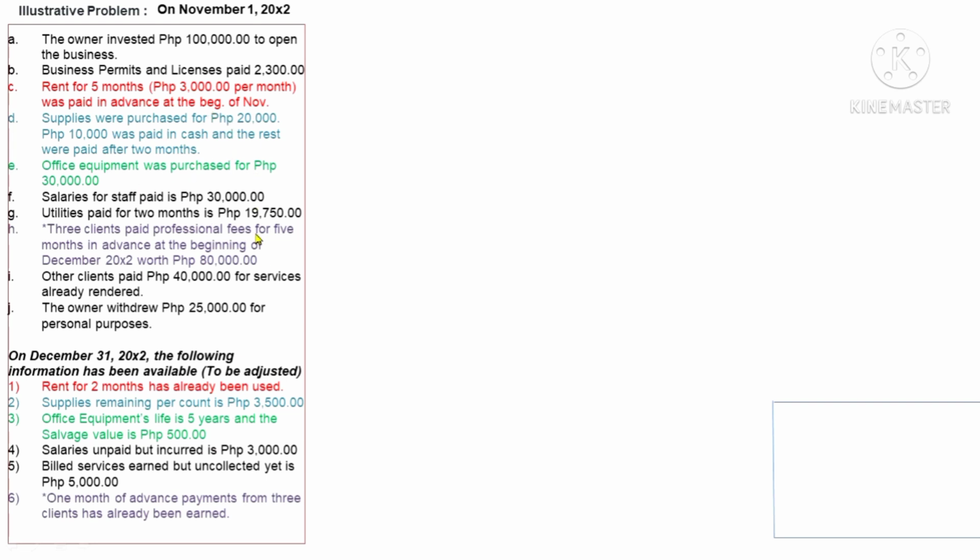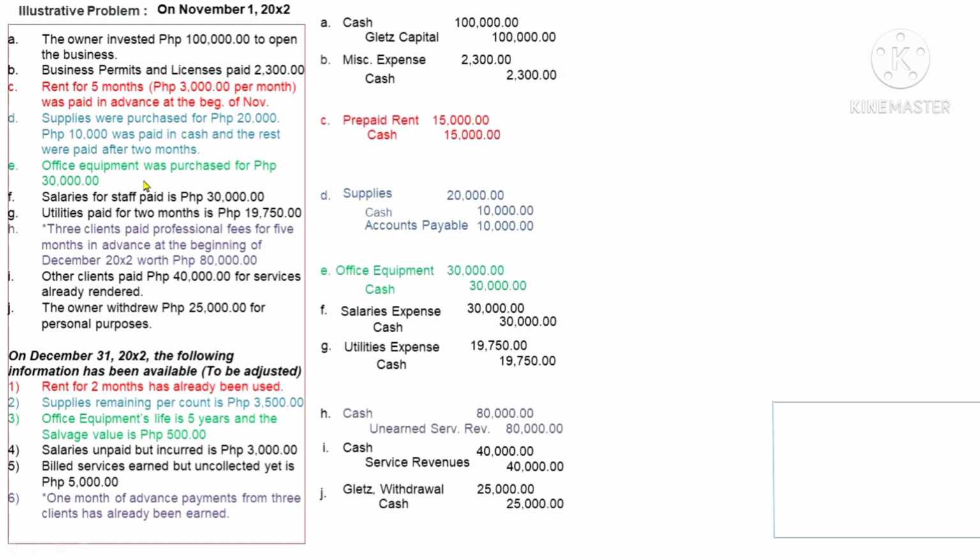The first set of transactions was not ignored, that is why there are journal entries pertaining to this one already. So let's start with adjustment number 1, which states that rent for 2 months has already been used. So this is directly related to transaction C, where our company paid in advance for 5 months rent. That is why the initial entry is debit prepaid rent, which is 3,000 per month times 5 months, which is 15,000, and credit cash of 15,000. Since 2 months has already been used, then the rent expense of 6,000 must be debited, and of course, we have to credit the prepaid rent also of 6,000.